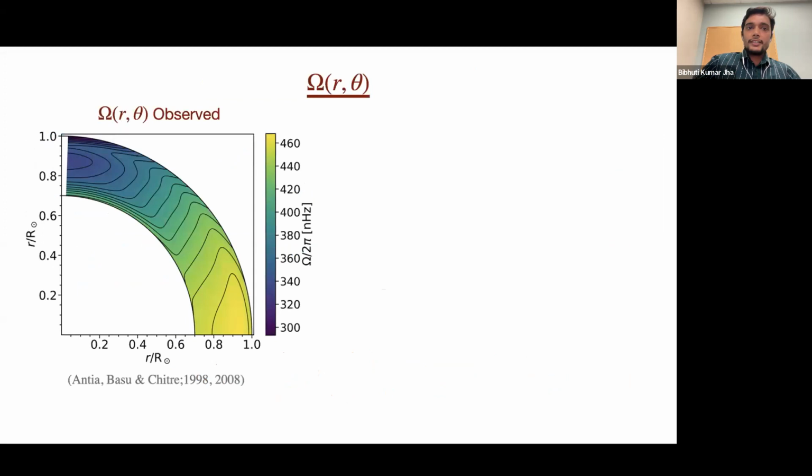Now it's time to talk about the observation of omega(r,theta). This is the observation of omega(r,theta) from helioseismology, and we can see the signature of the NSSL, and we are expecting that rc will come close to this point. One can argue that since our input data already has a signature of the NSSL, that is giving rise to the NSSL in the final result.